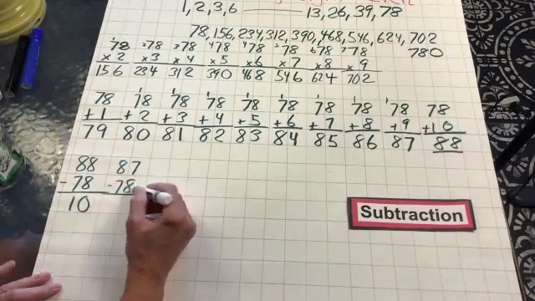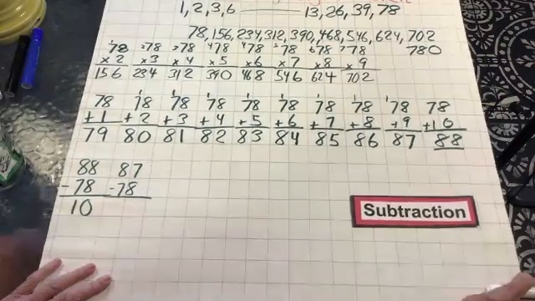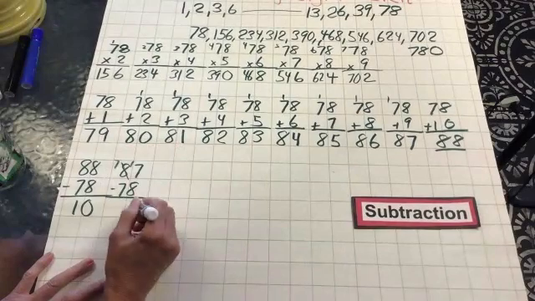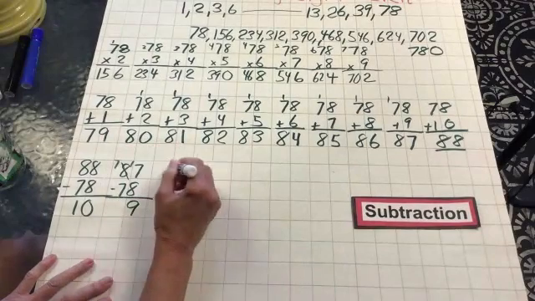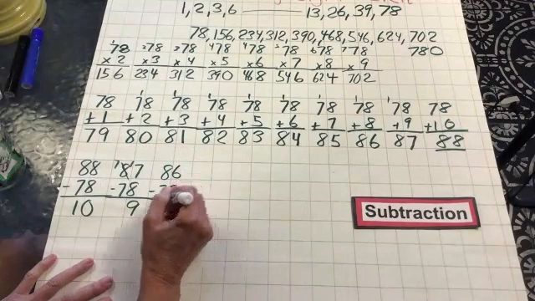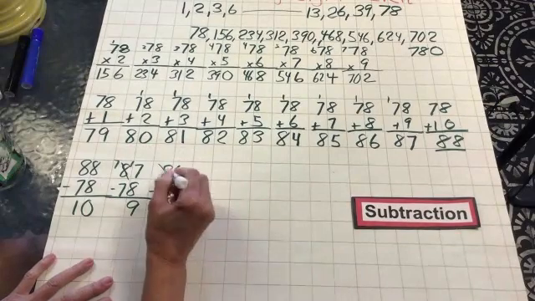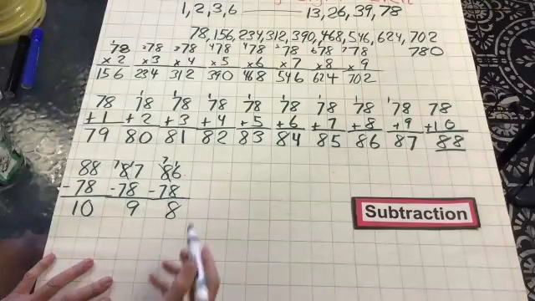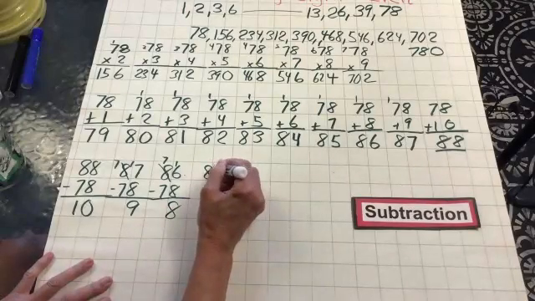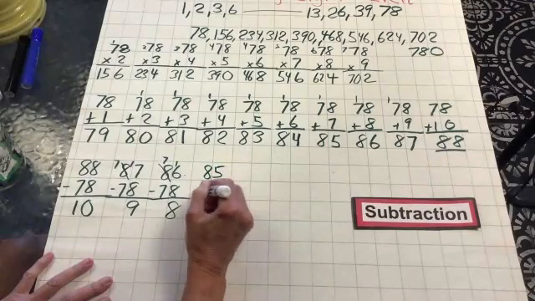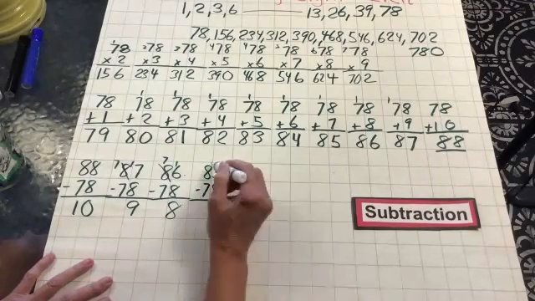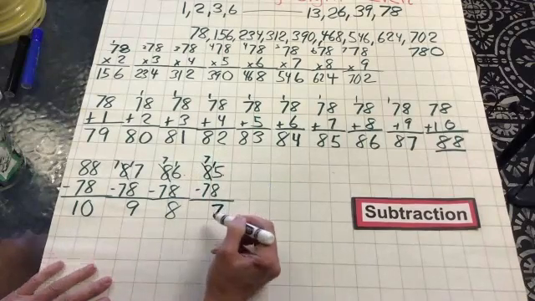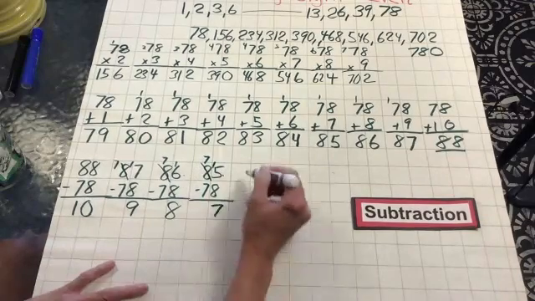Minus 78. 8 from 7 cannot do. Borrow from the 8, leaving 7, making that 17 minus 8 is 9. 7 minus 7, nothing. 86 minus 78. 8 from 6 cannot do. Borrow from the 8, leaving 7, making that 16 minus 8 is 8. 7 minus 7, nothing. 85 minus 78. 8 from 5 cannot do. Borrow from the 8, leaving 7, making that 15 minus 8 is 7. 7 minus 7 is nothing.